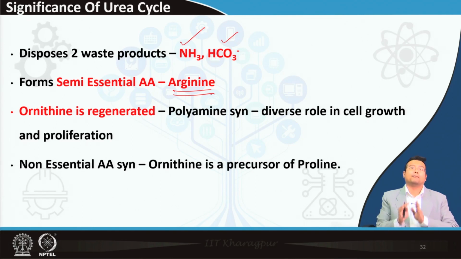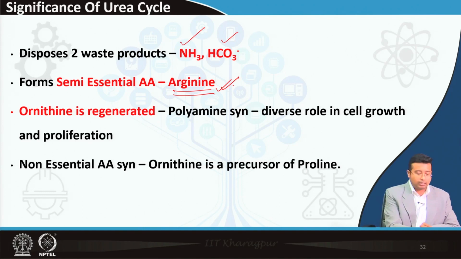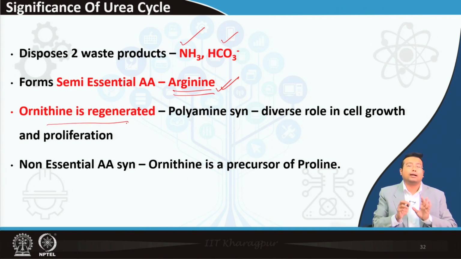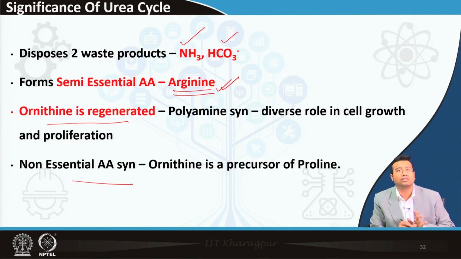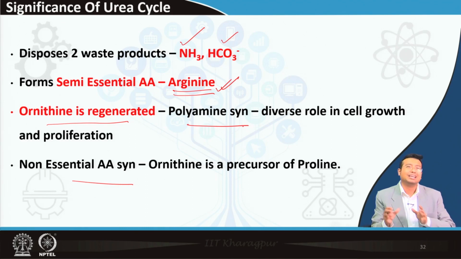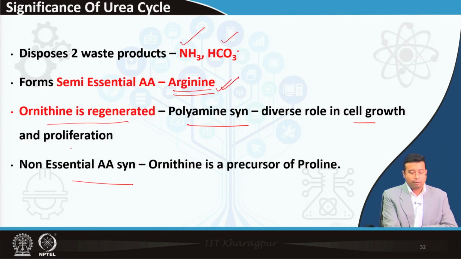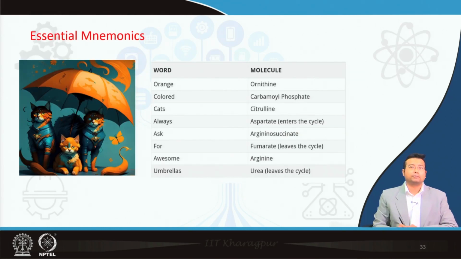So these amino acids become semi-essential, and one of the important ways by which the semi-essential amino acid arginine is synthesized is the urea cycle. Again, ornithine is regenerated in this urea cycle, and it is a precursor of multiple non-essential amino acids, for example, proline. Ornithine is also used in the synthesis of multiple polyamines. Polyamine synthesis is very important because polyamines play a diverse role in cell growth and proliferation. So these are the multiple significances of the urea cycle, apart from taking care of the nitrogenous waste products of our body.